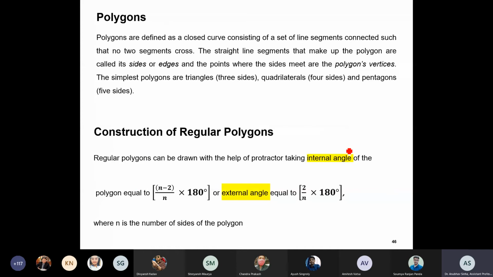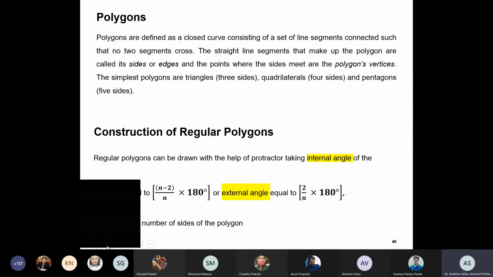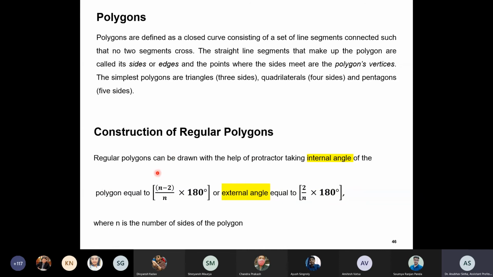Let us go to polygon, which is actually there in your sheet. So please be careful and attentive. I'll not go to the definition of polygon; I believe you all know. Now, how do we construct a regular polygon? Either you are given an internal angle or an external angle. The internal angle will be (n minus 2) by n into 180 degrees, where n is the number of sides, or you can take the external angle to be 2 by n into 180 degrees. These are the standard angles you can get for any polygon with n sides. This is the basis of some of our construction techniques.